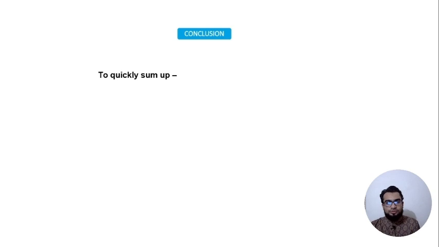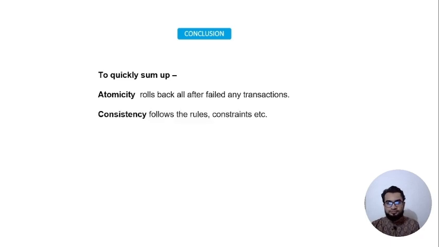In conclusion, to quickly sum up all these things: Atomicity rolls back everything after any transaction fails. Consistency follows the rules, constraints, etc. Isolation prevents interference, and durability makes sure committed changes stick.